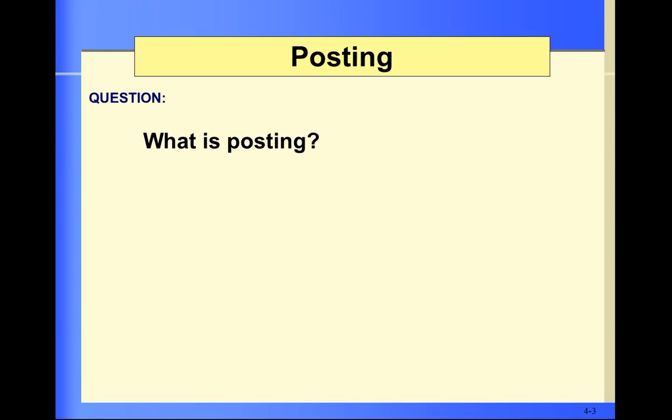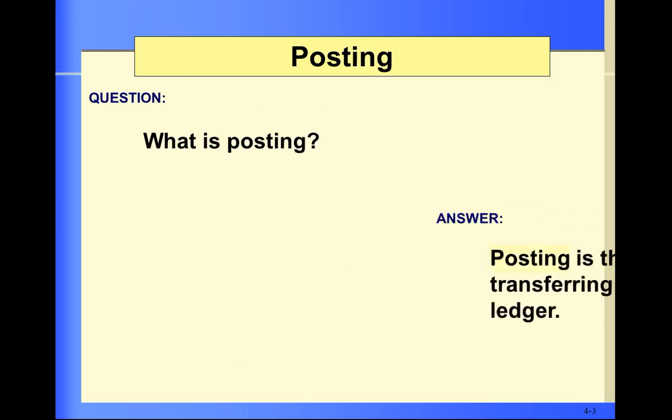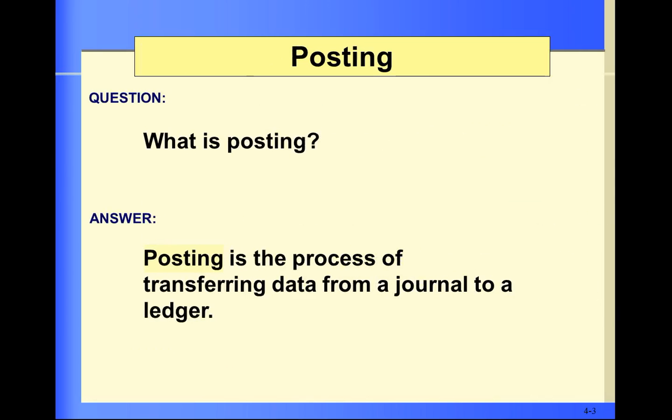Let's get started. So what is posting? Posting is the process that transfers the transactional data from the journal into what is called the general ledger. The ledger is the living document where all of the information about the accounts lives. Each account represents one part of the business.